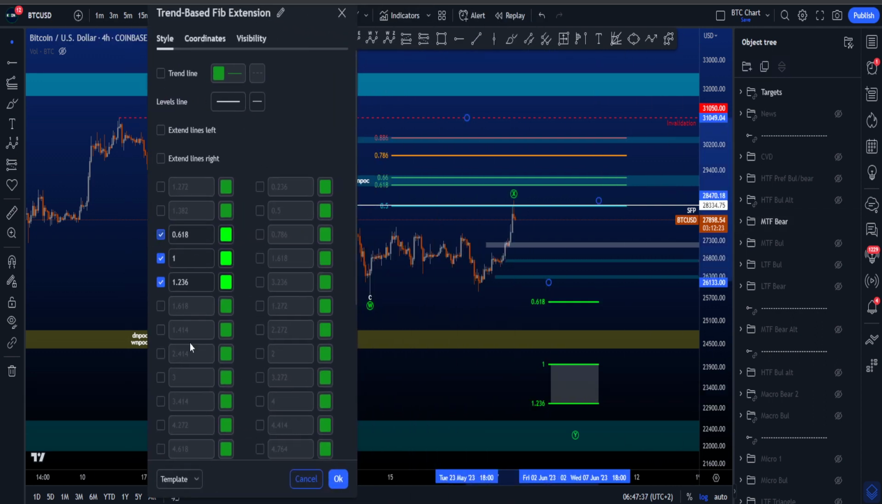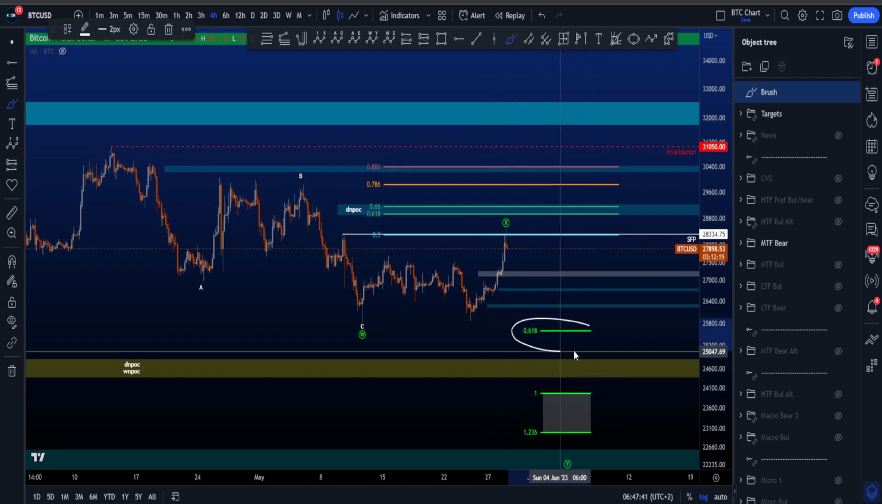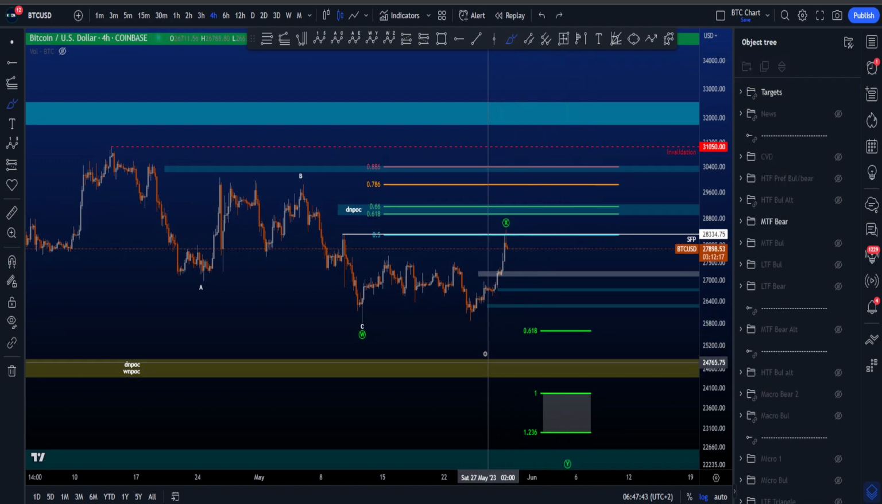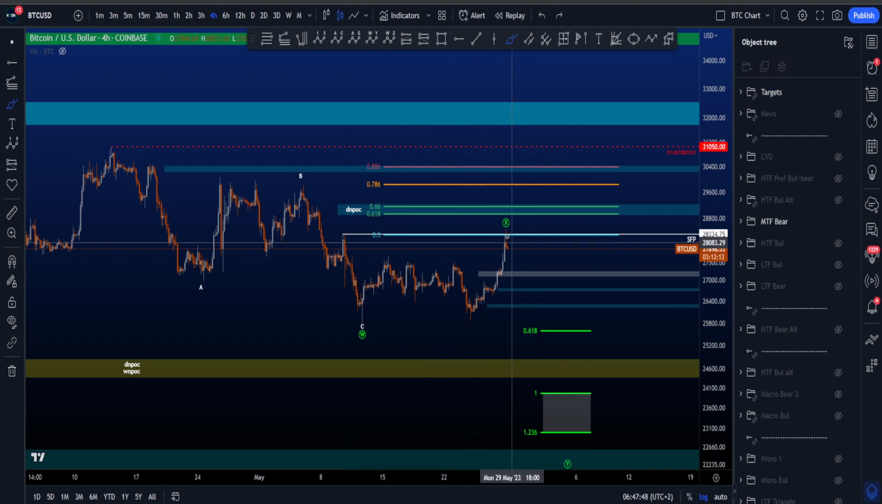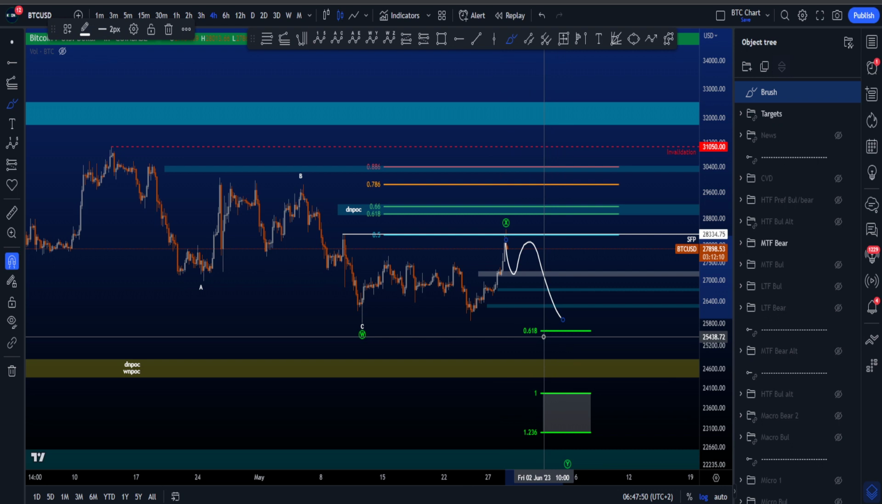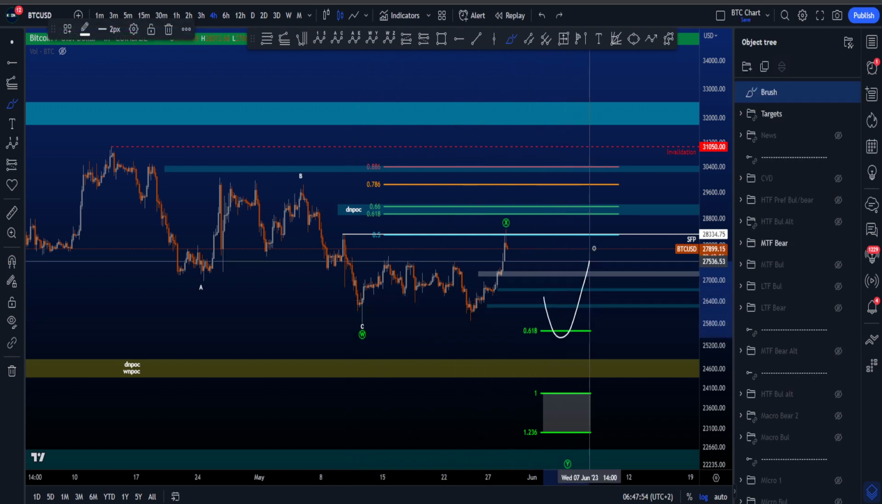However, a wave Y also has the 0.618 as a common target, and the 0.618, even though it is above the yellow target area, it is just below these lows. And that is interesting because price could then move to the downside, take the liquidity below these lows, swing failure pattern, move towards the upside.